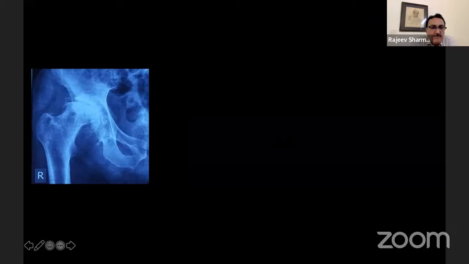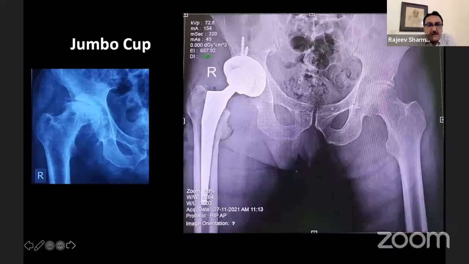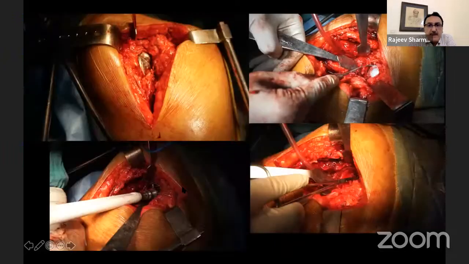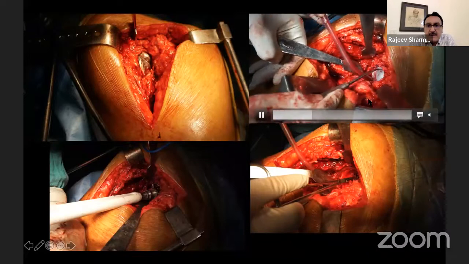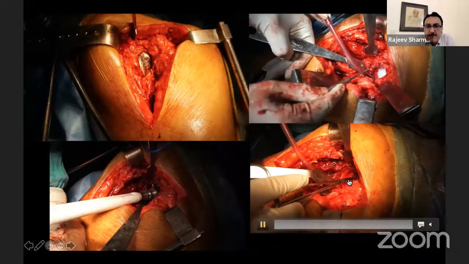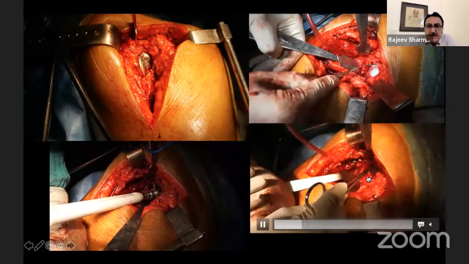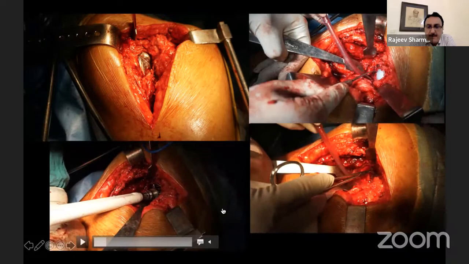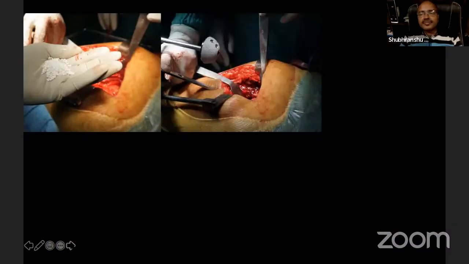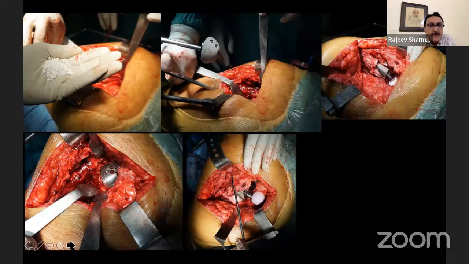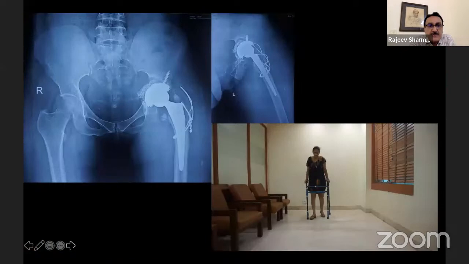Just to complete the topic, you can have a jumbo cup placement, which can take care of mild defects. You may just use the jumbo cup in a situation like this, where there is a central defect, but as you can see the periphery is intact. In this kind of situation, you can get away with a graft in the central defect and just put a larger cup. Use the bone graft and use the larger cup with multiple screws, and I think that is able to take care of these situations very well.